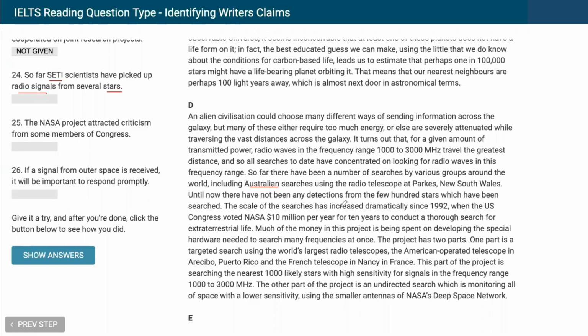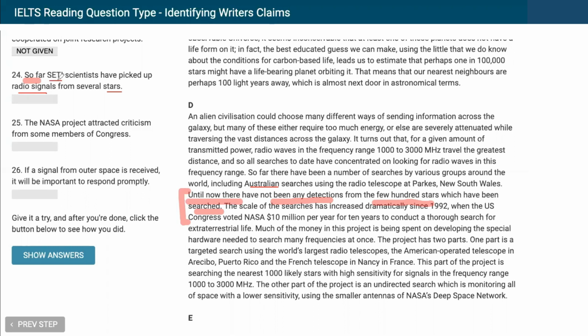And interestingly, I don't see SETI, but I do see one of my synonyms, until now. So in the previous step, we looked at different ways to say so far and up until this point or until now. These are excellent synonyms. So perhaps this could be a clue. I'm just going to go ahead and skim some more. And it says, until now, there have not been any detections from the few hundred stars which have been searched. I don't think we could have asked for a more straightforward statement. This is directly contradicting number 24.